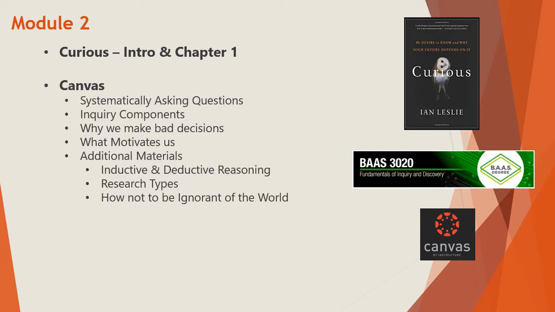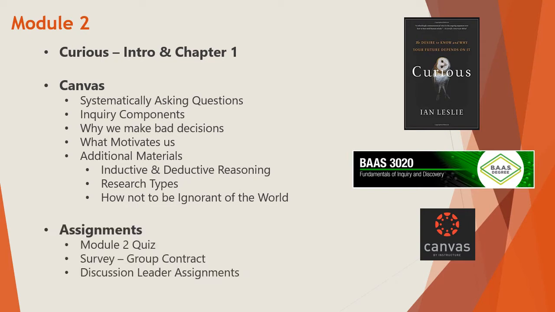Inside of Canvas for this module, there are a number of reading assignments and videos: systematically asking questions, inquiry components, why we make bad decisions, what motivates us, and then there's additional materials including some reading on inductive and deductive reasoning, and 2 videos, one on research types and one on how not to be ignorant of the world.